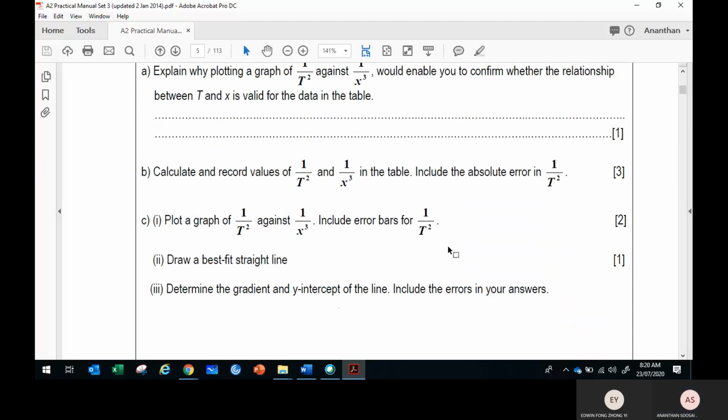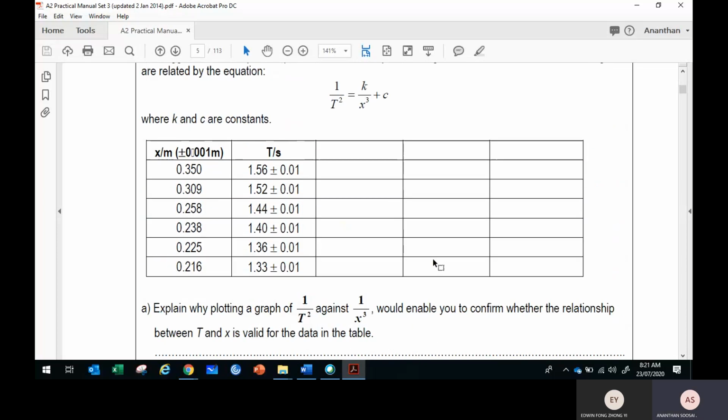Next, calculate and record values for 1 over t squared and 1 over x cubed in the table. Include the absolute error for 1 over t squared. That is 3 marks. Let's redo that, this is the important part. What they want is 1 over t squared, 1 over x cubed, and the absolute error for 1 over t squared. Let's put in the table.